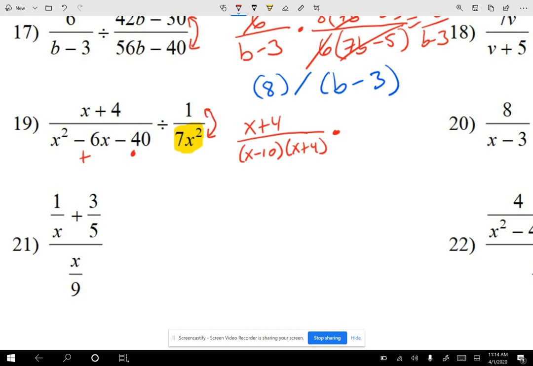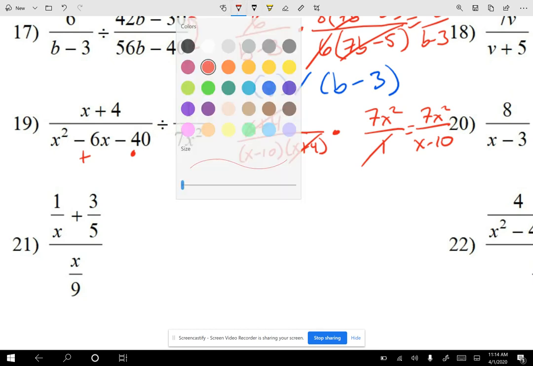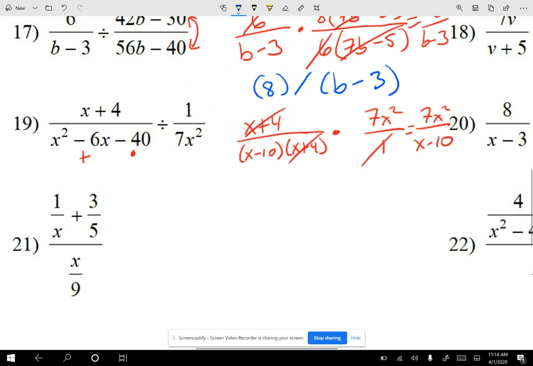So for the top, I'm looking at 7x squared. For the bottom, I'm looking at 1. All right, the x plus 4 with the x plus 4 cancel out. This one at the bottom, I'm going to ignore. So I have 7x squared over x minus 10. The way I will type it will be 7x squared over x minus 10.